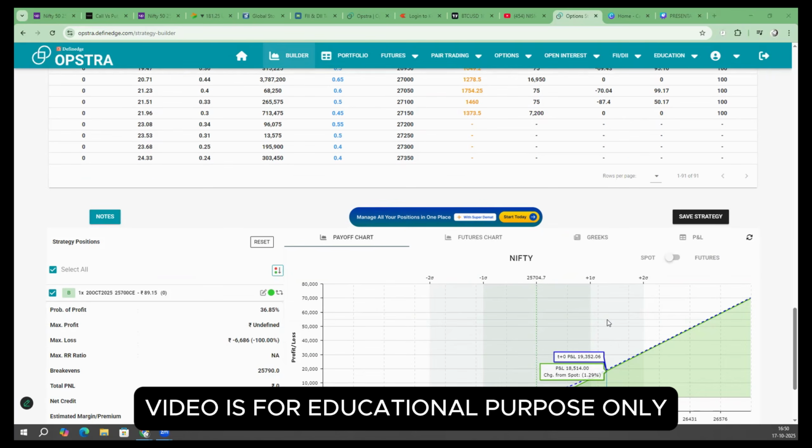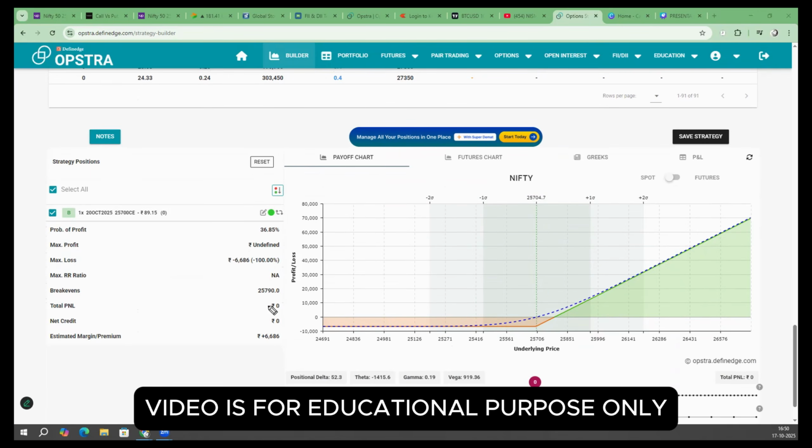Let me show here. Look at this, the break even is showing about 25,790, right? What I did, simple: 25,700, just added 90 rupees, and that became the break even. Before that you will not get a profit. The blue line showing right now is the T plus 0 P&L. If the market goes to about 25,750 tomorrow, I'll be getting about 2,340. But if you hold till expiry, you will lose.